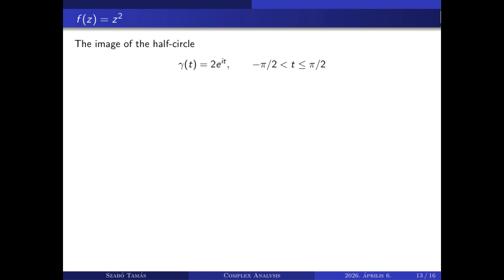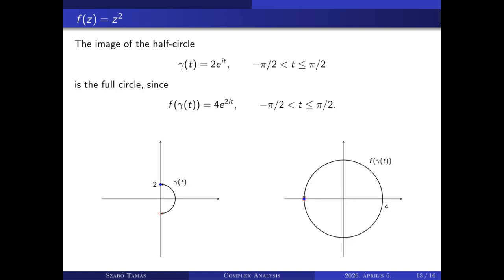The image of the half circle γ(t) = 2e^(it) for −π/2 < t ≤ π/2 is the full circle, since f(γ(t)) = 4e^(2it) for the same parameter interval. So a half turn in the z-plane becomes a full turn in the image.